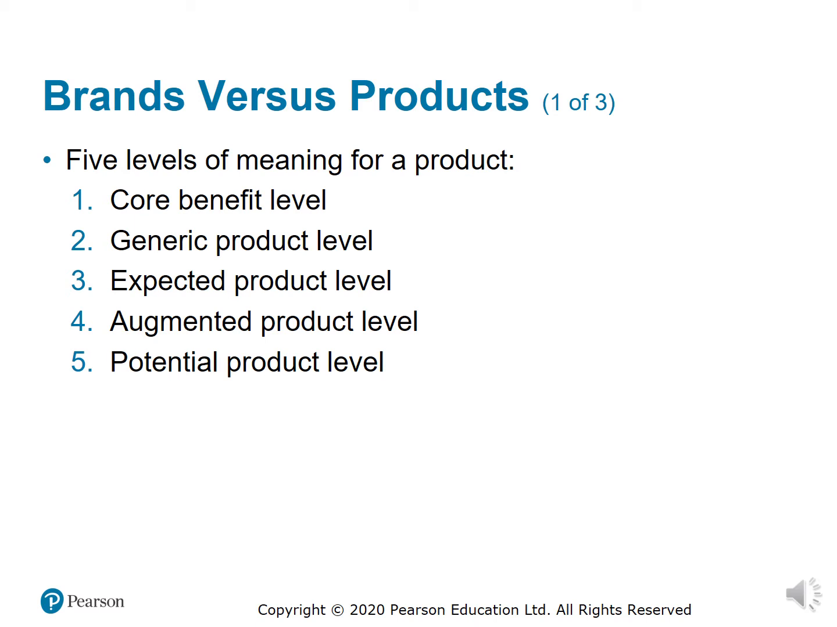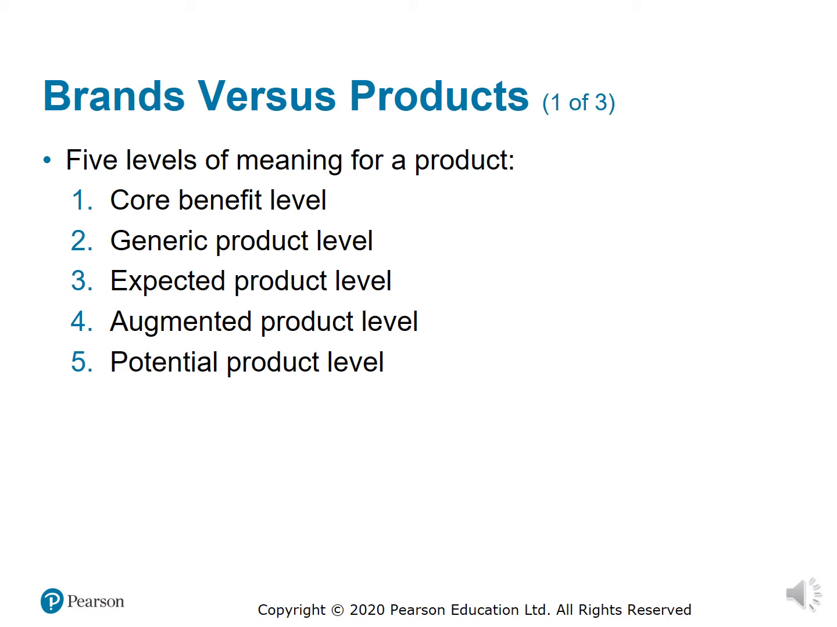What's the difference between brands and products? A product is anything we can offer to a market for attention, acquisition, use, or consumption that might satisfy a need or want. Thus, a product may be a physical good like cereal, a tennis racket, or an automobile, or a service such as an airline, bank, movie, or insurance company.